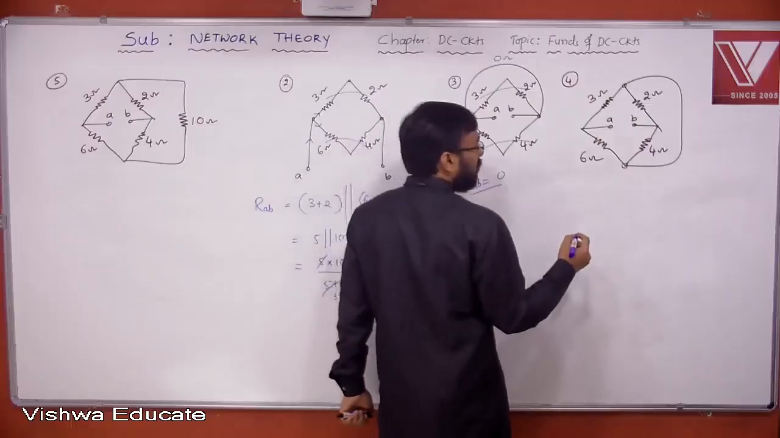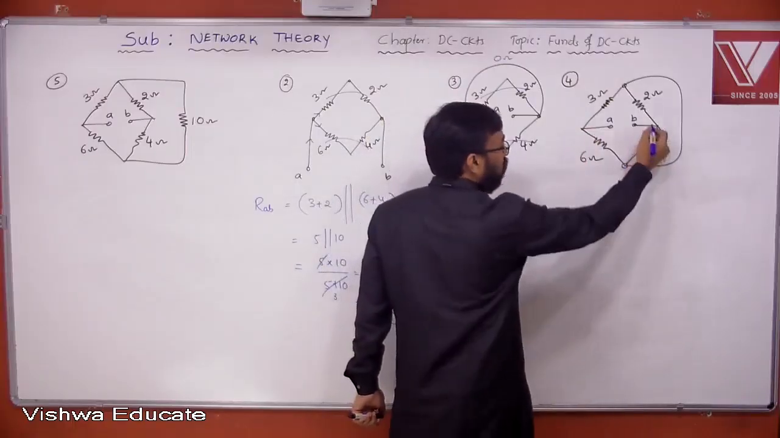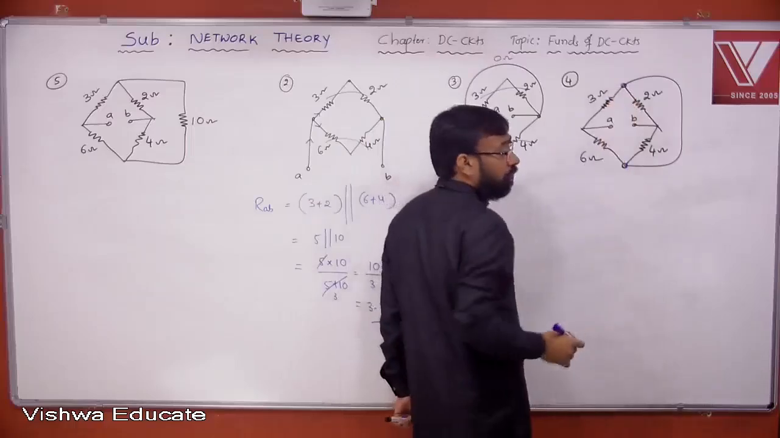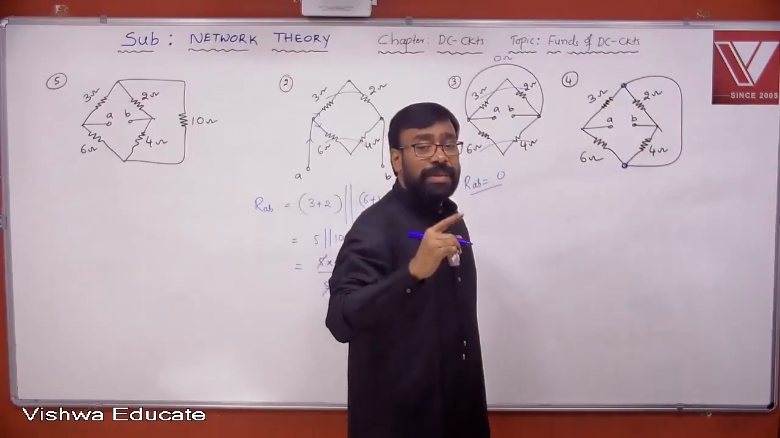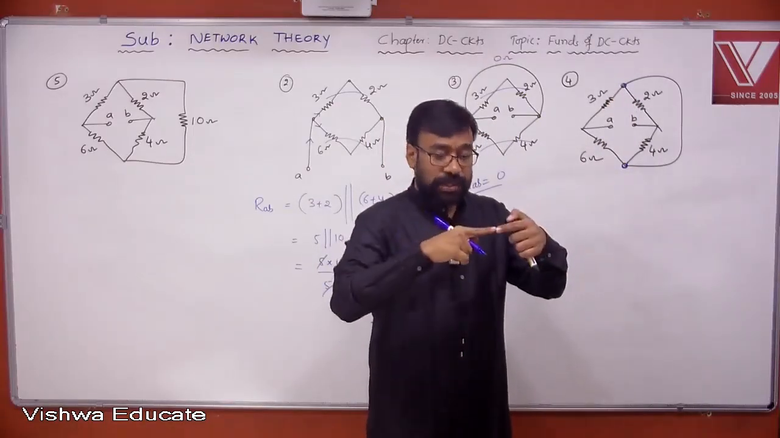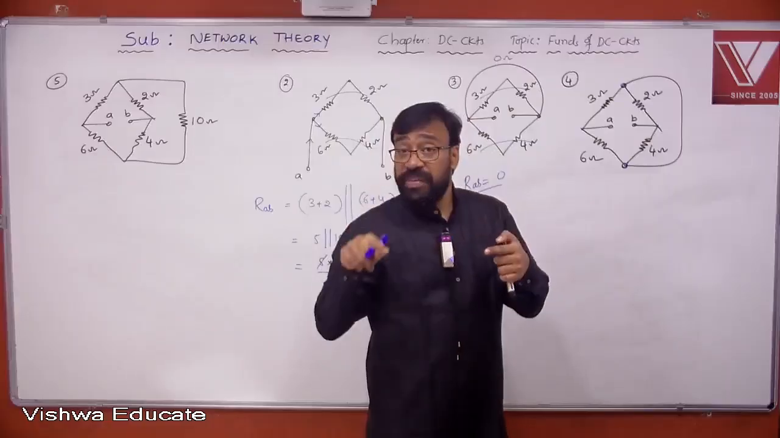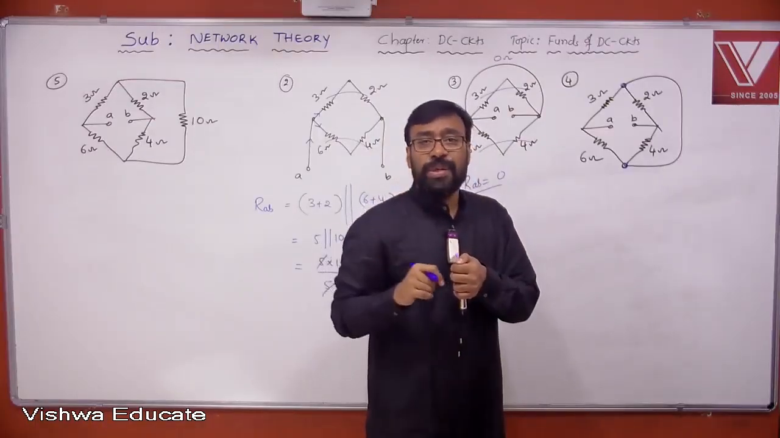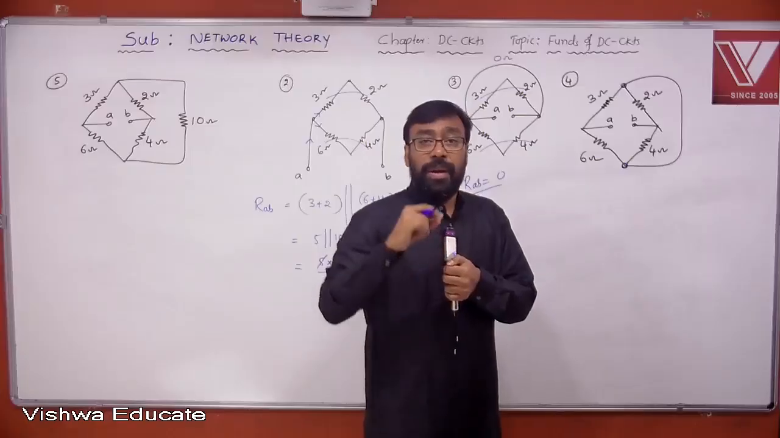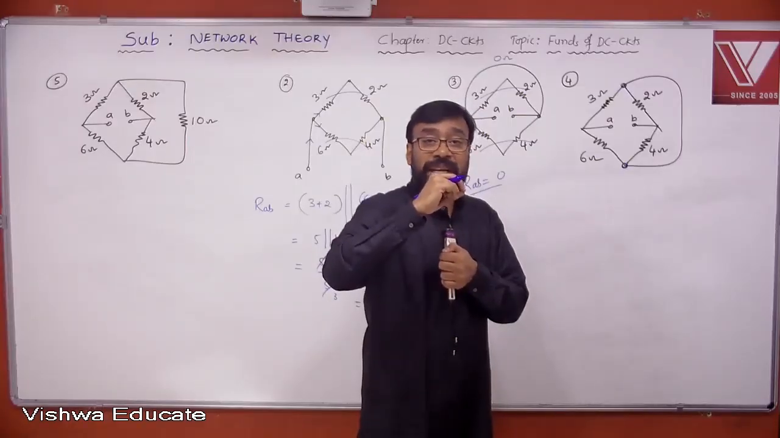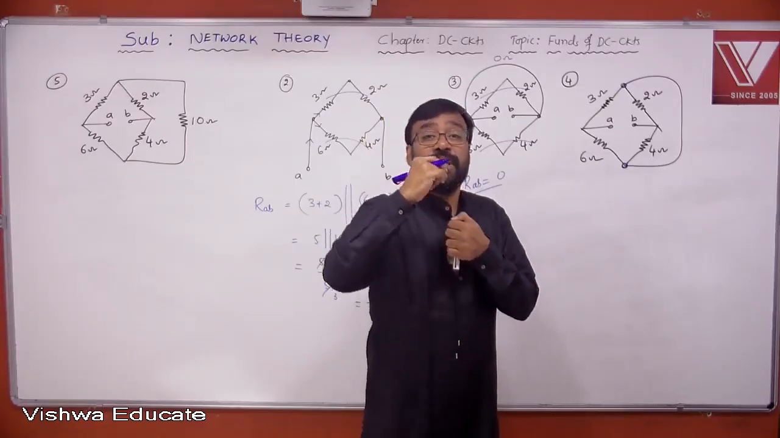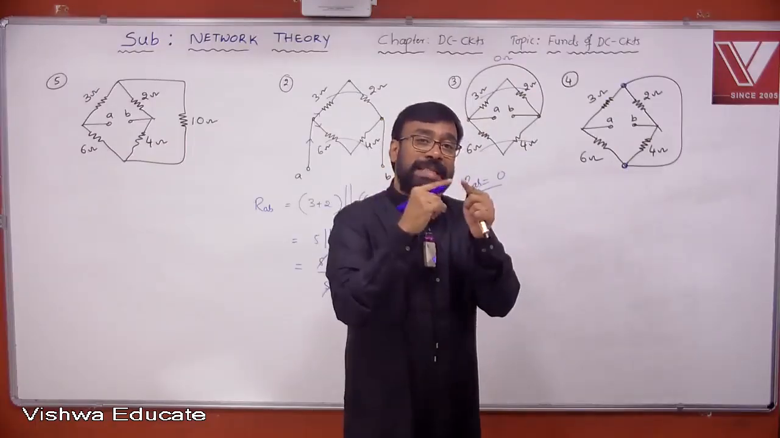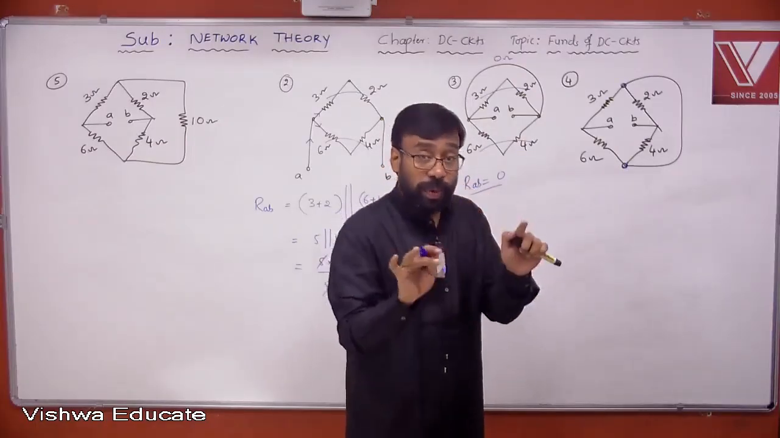Can I redraw the network something like this? This A is taken out, B is taken out, and these two terminals are shorted. That means both terminals are operating at same potentials. There is no potential difference at all. When two terminals are connected through a zero resistance wire, both the terminals are operating at same potential. That means there is no potential difference. I can join them and make it as a single point. There is no problem at all.